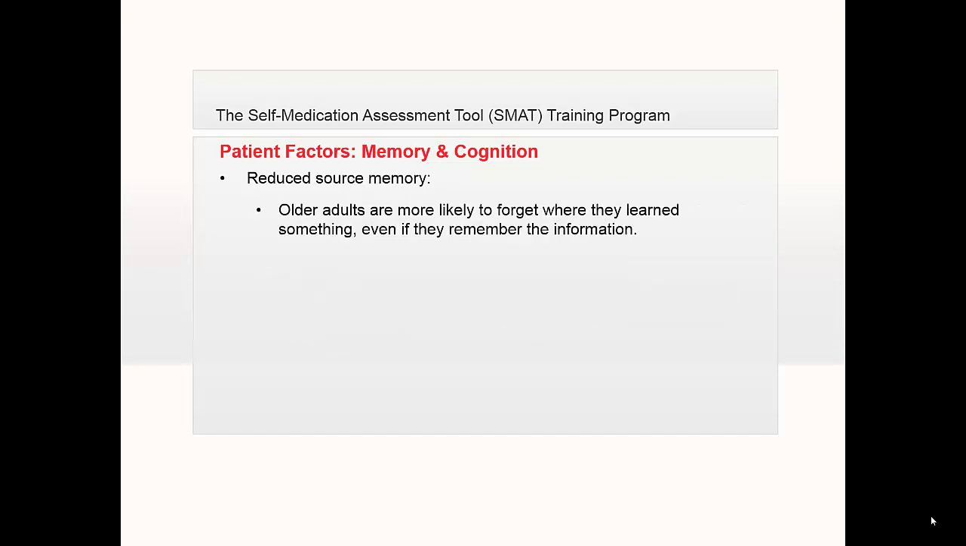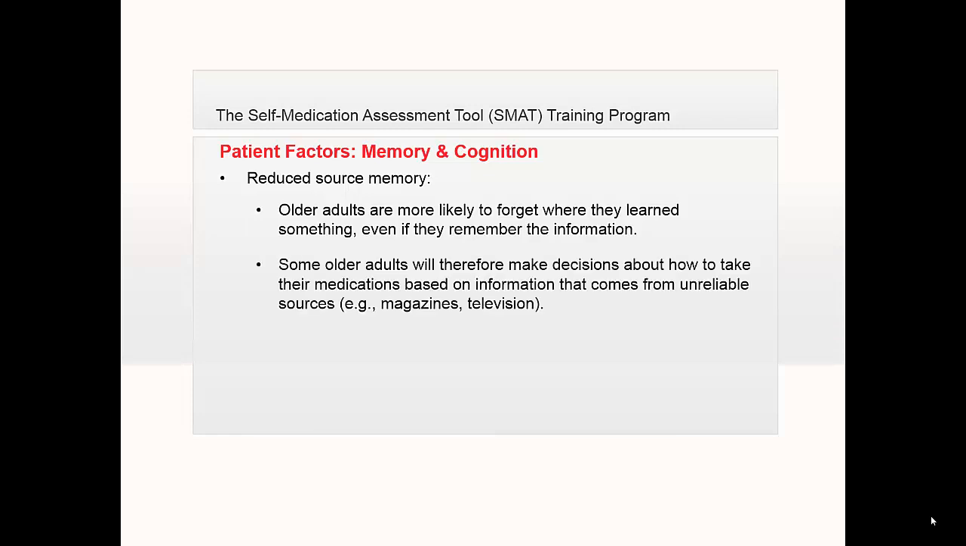Older adults can display reduced source memory. They are more likely to forget where they learned something, even if they do remember the information. Some older adults will therefore make decisions about how to take their medications based on information that comes from unreliable sources, such as magazines and television.